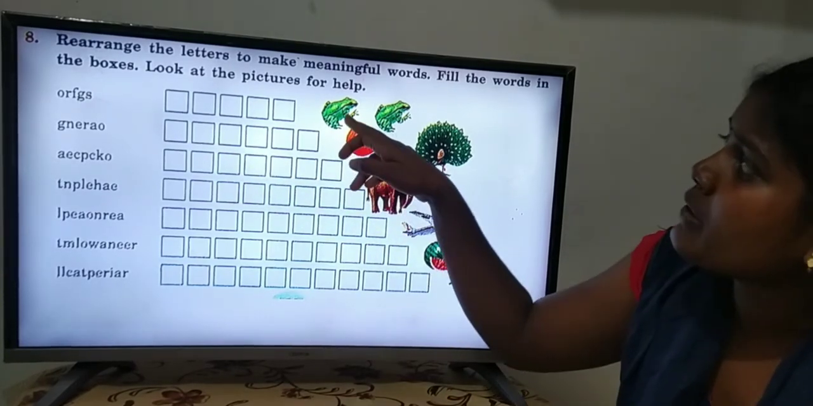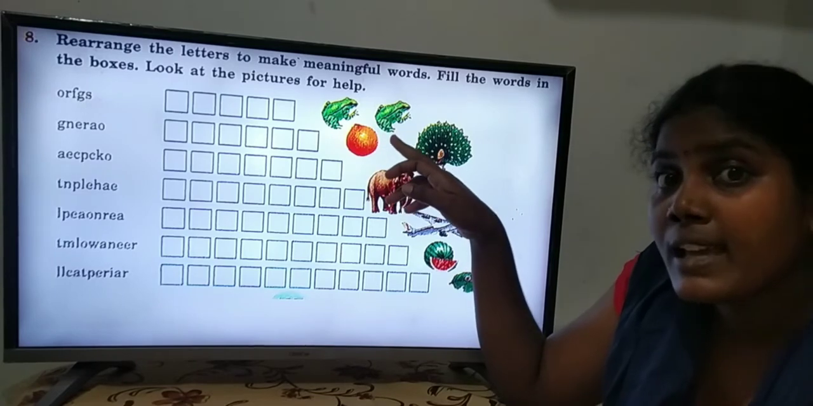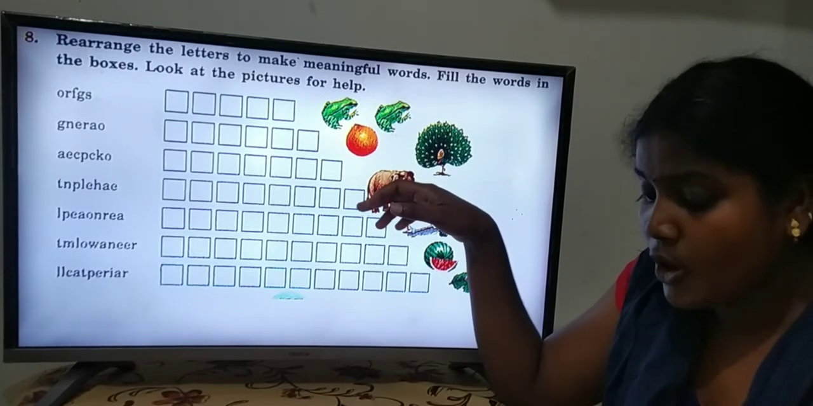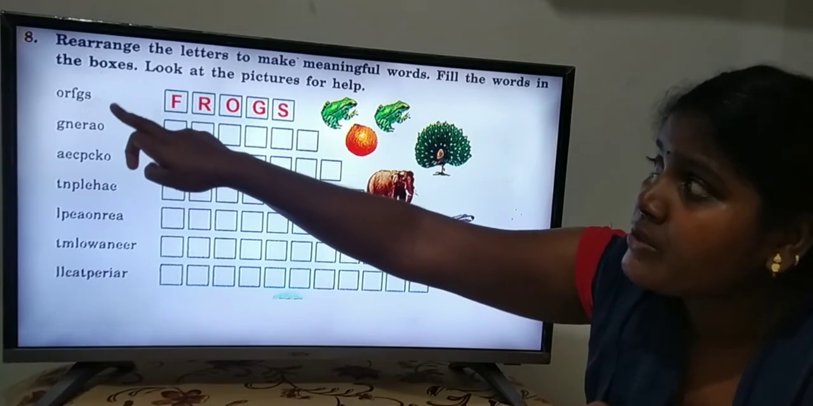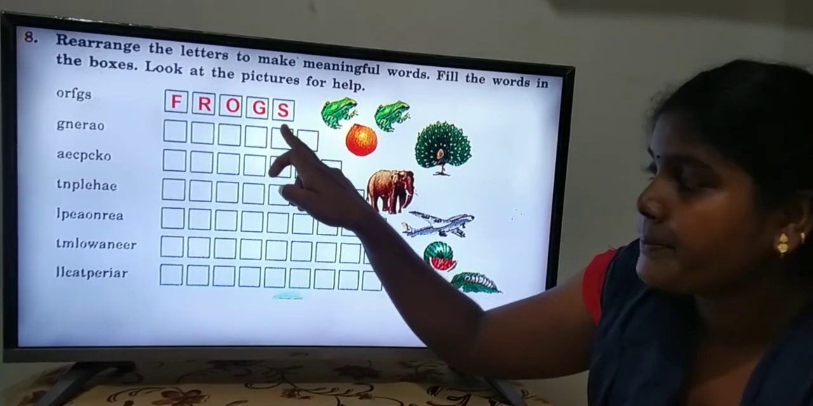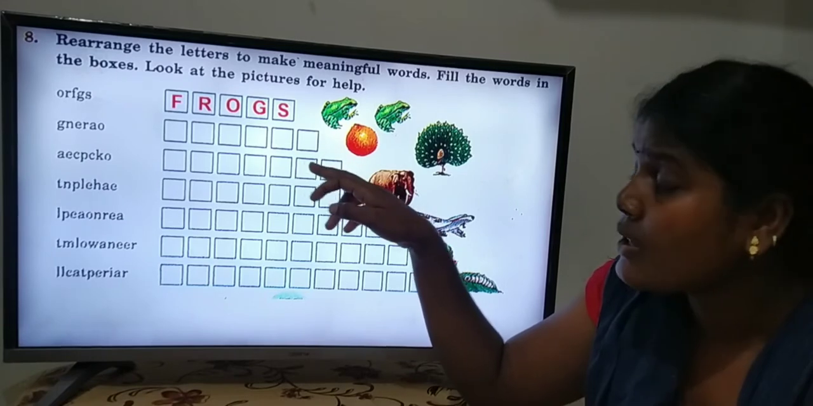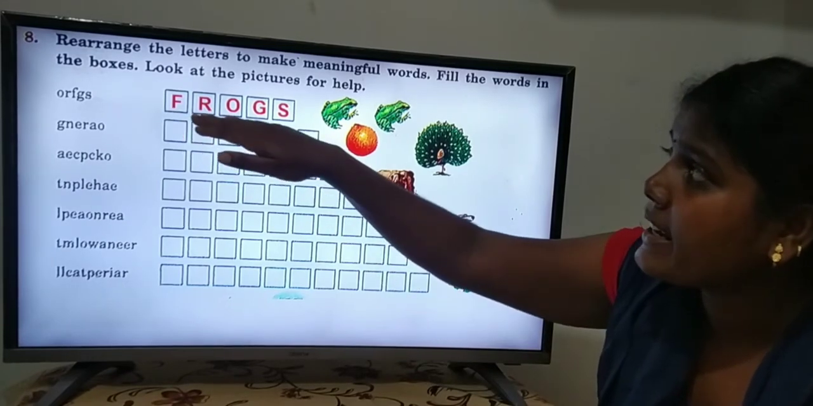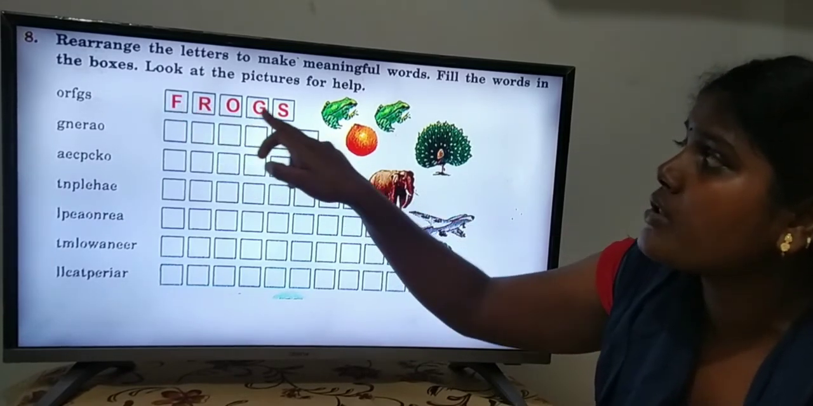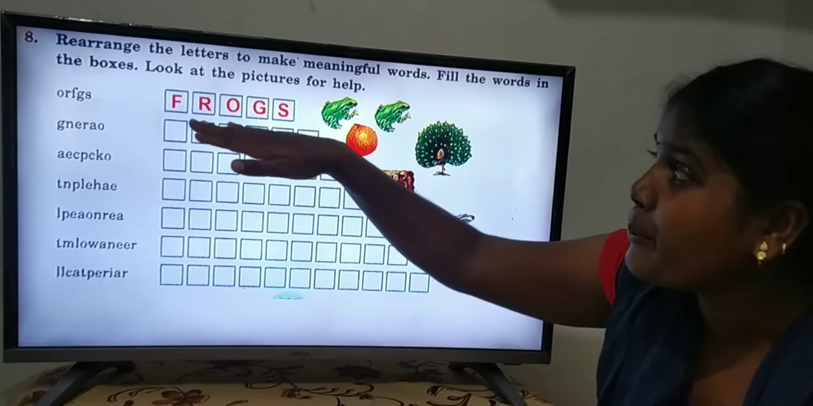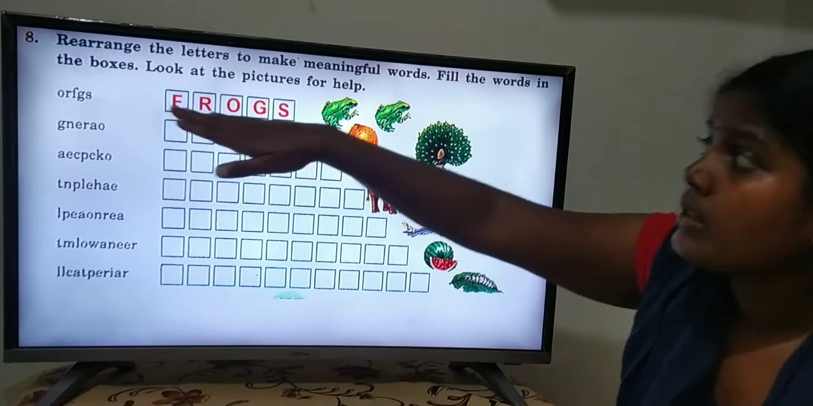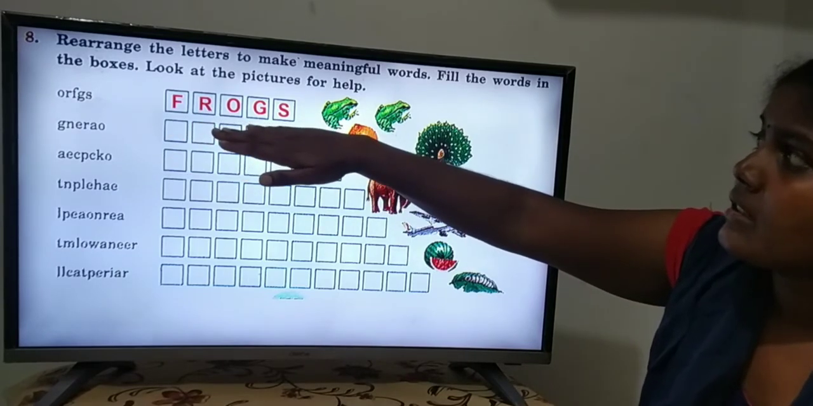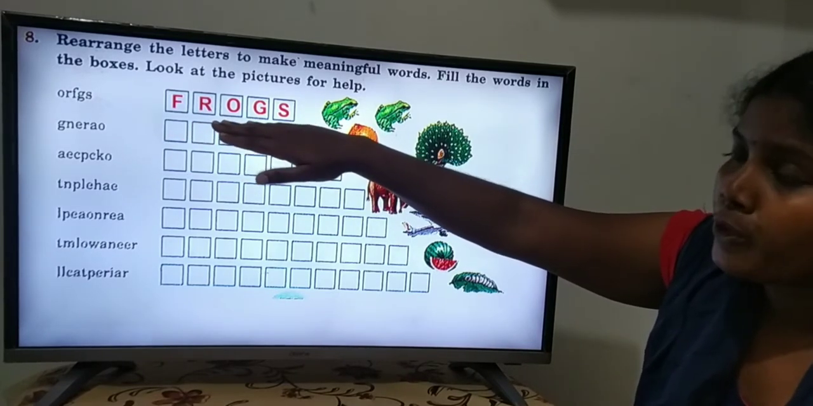So first picture, what is there? Yes, a frog is there. So frog. The first rearranged word is frogs. Now we are arranging frogs. The given letters are not a meaningful word, but after arranging, this is the meaningful word frogs.